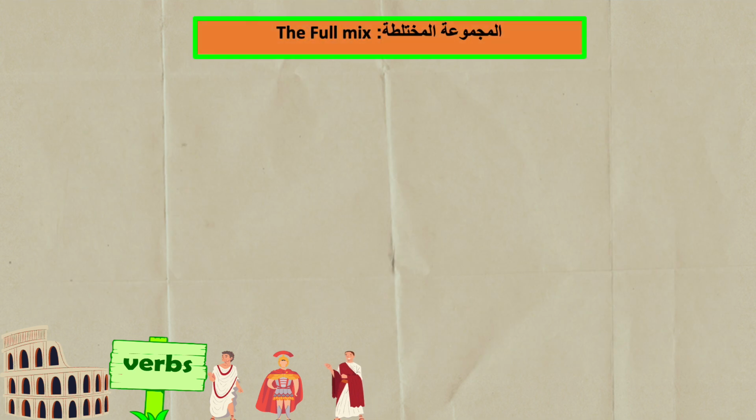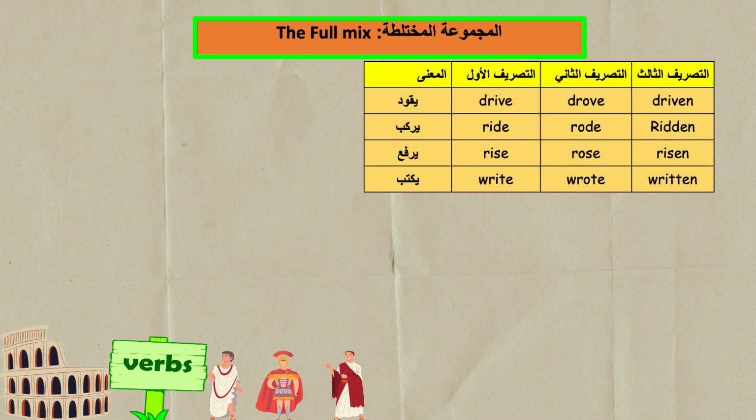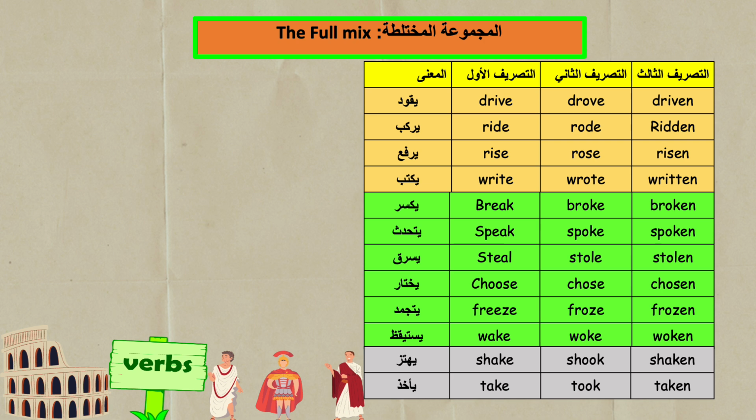Group 3, irregular verbs which have three different spelling patterns in the base form and the simple past and the past participle form. Three different spellings form.